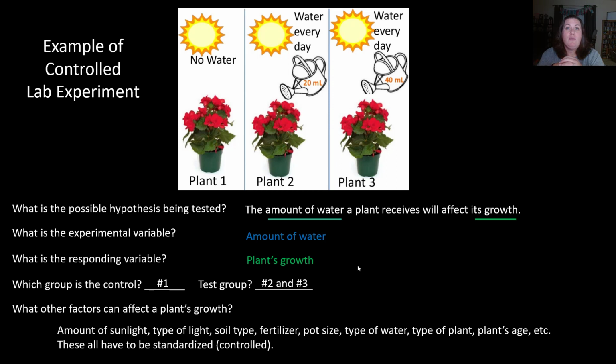So we need to make sure that if we put one plant out for 20 minutes in the sun, all plants go out for 20 minutes in the sun. And they all go at the same time. We all use the same type of soil, the same type of pot. Those are the things we need to make sure we standardize because we want to see if water is affecting the plant and nothing else. Okay, so it's important to also standardize all the other parts of the experiment.